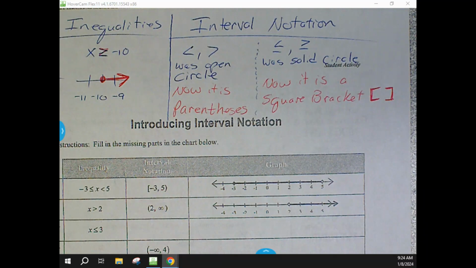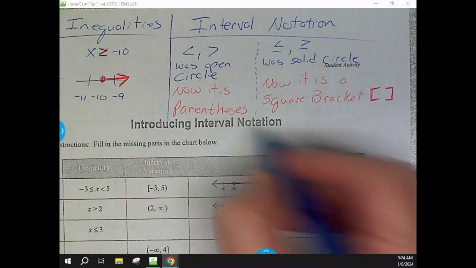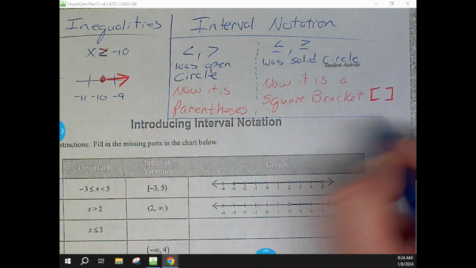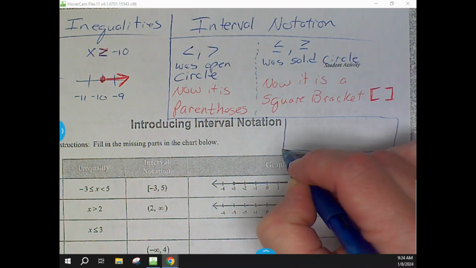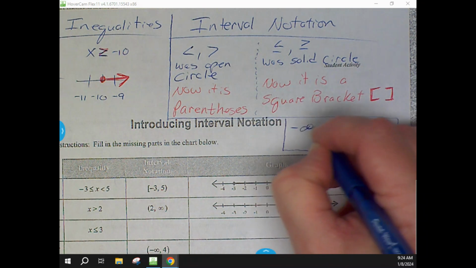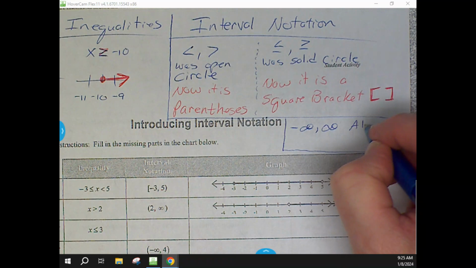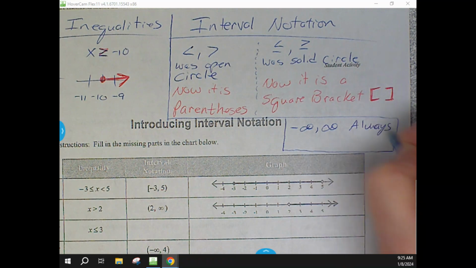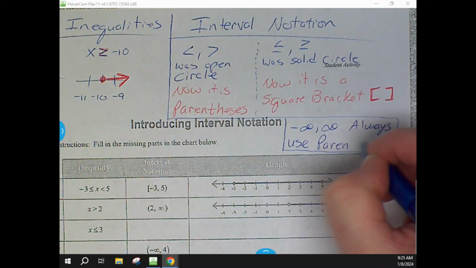Okay. Now, one thing that we're going to do with these that we didn't really talk about back here is that the other part we're going to have with this part of it, I'm just going to put this over here. If you have negative infinity or infinity, you're going to always use parentheses.